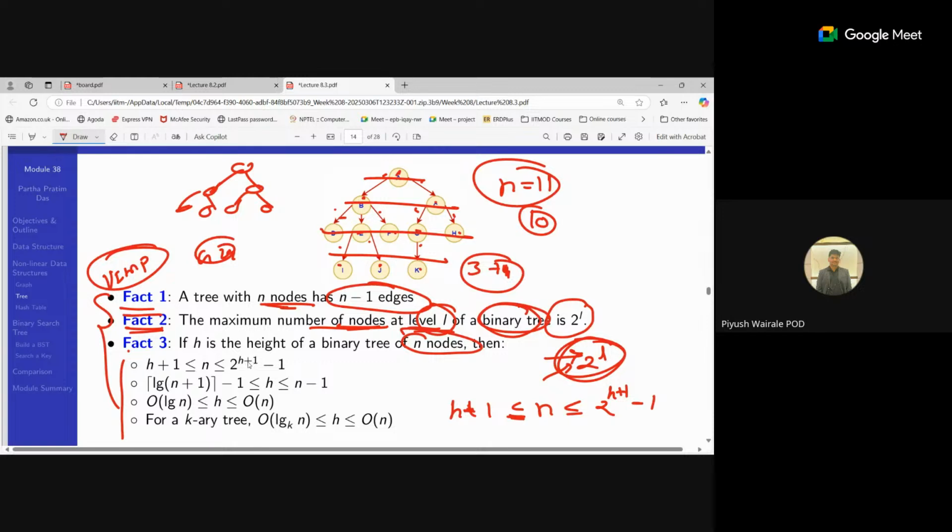Yes, okay. And this rule is for the entire tree. This is only for a binary tree, you can say. So every node has at most two children, one or two. Yes, at most two. So you can see here log of n plus 1 minus 1 is less than or equal to h, right? So you can just keep a note of these important things, fact 1, fact 2, fact 3.